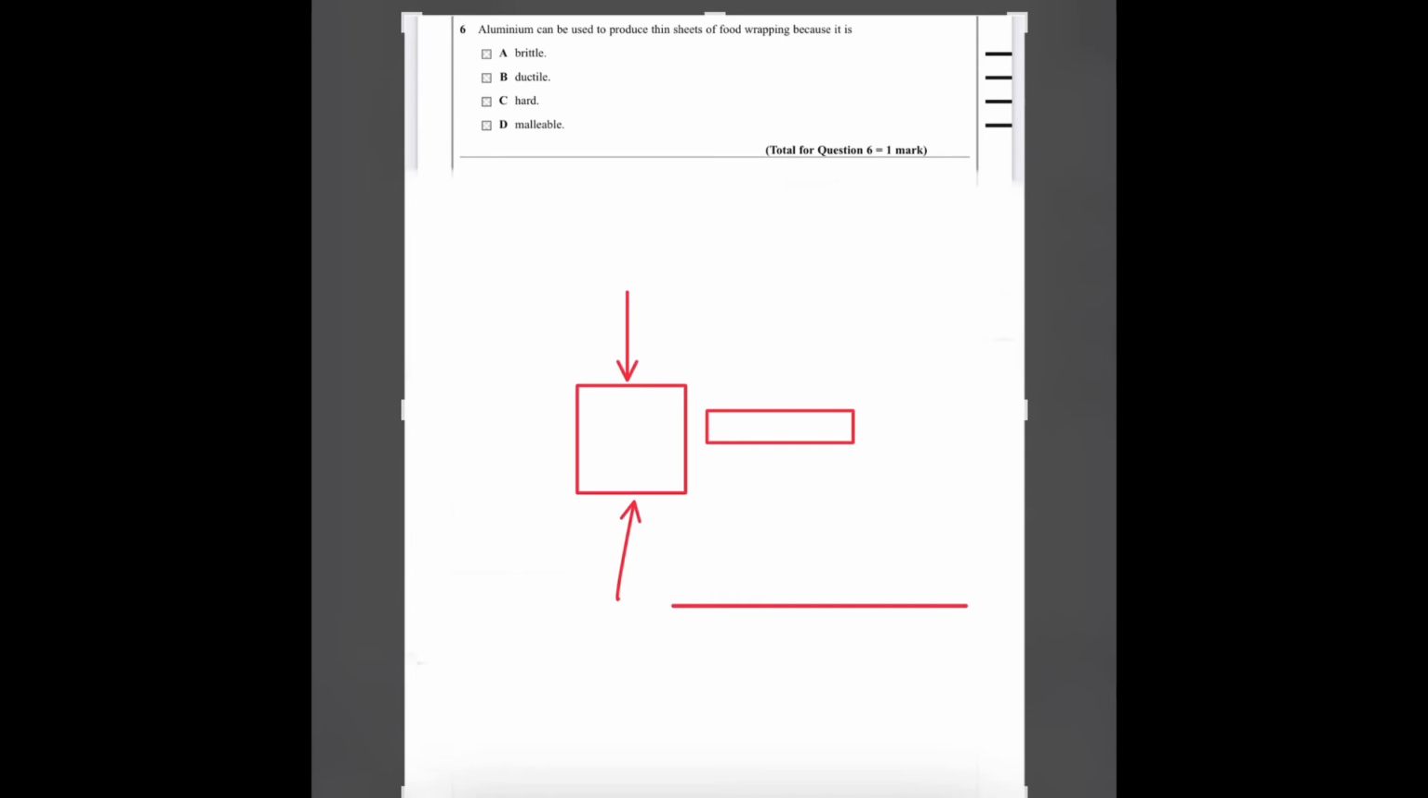Malleable is very similar to ductile, but the thing is both ductile and malleable undergo a change in shape, but the methods are different. In malleable we have a compressive force like this, and in ductile we have a tensile force, a force of pulling, that changes the shape of an object. Both ductile and malleable change the shape, right? But only in malleable is it a compressive force. So the correct option is D.